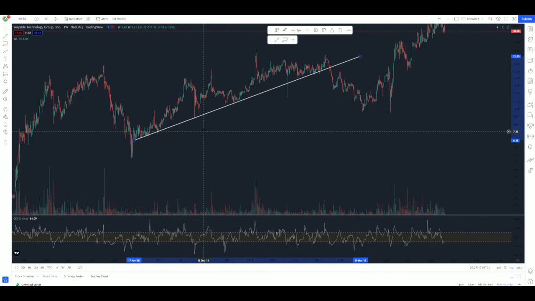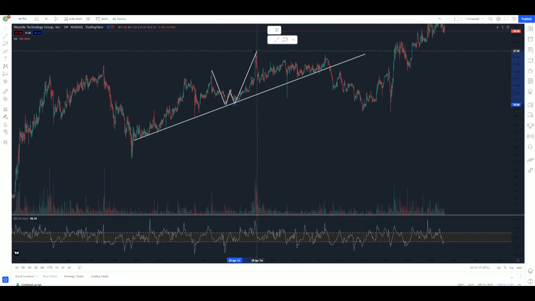See how we act as support multiple times throughout this? It's going to tie in. You're going to understand what I'm talking about right here. So I see a left leg. We build our neckline. We get a higher low, we get our extended right leg. If you can't see what I'm looking at right there, I'm going to draw it in for you. We get our extended right leg.